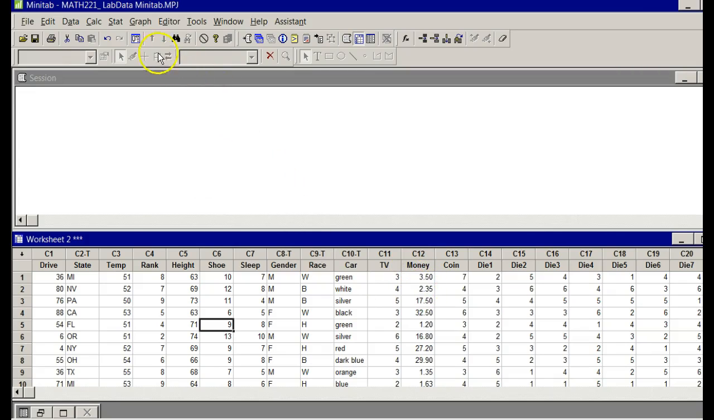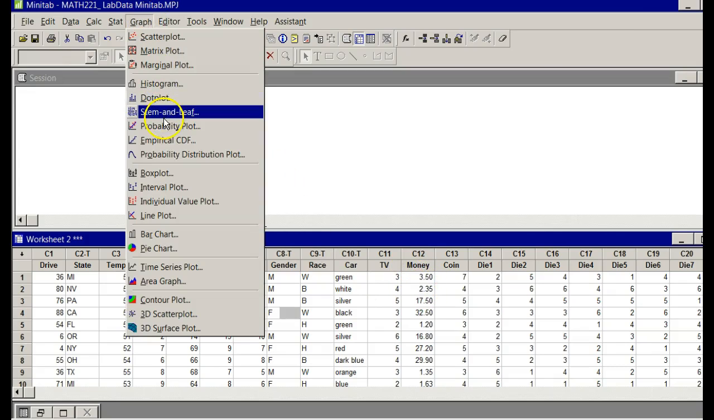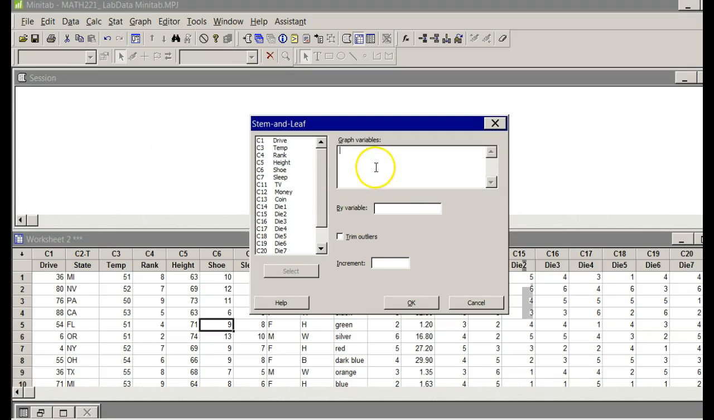All right, so we're going to go to graph, stem and leaf plot. Put our cursor under graph variables, double click on money. Here is the most important part, or you will miss this one. We've got to change our increment to 10.